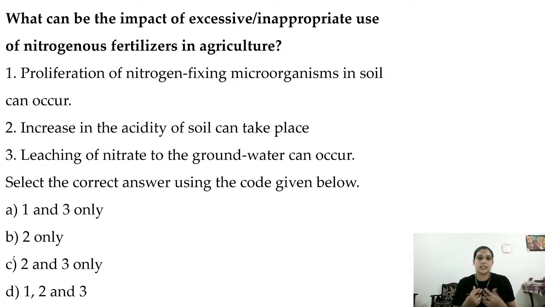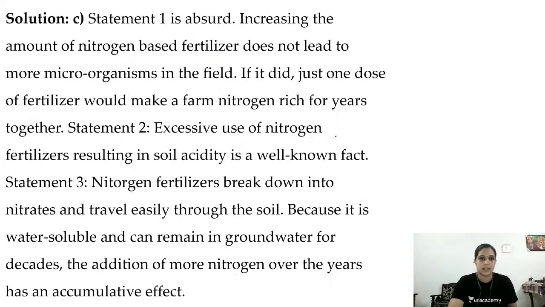Yes, this is very important. What can be the impact of excessive or inappropriate use of nitrogen fertilizers in agriculture? Proliferation of nitrogen fixing microorganisms in soil can occur. Increase in acidity of soil can take place. Leaching of nitrate to the groundwater. Definitely 3 will come. So when we excessively or inappropriately use nitrogen fertilizers, leaching to groundwater can definitely occur. So option 3 will come. So you have 3 options here.